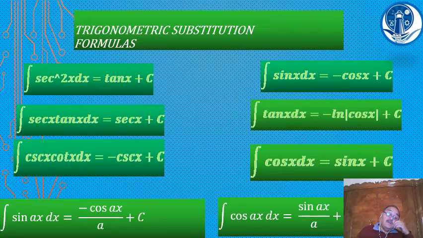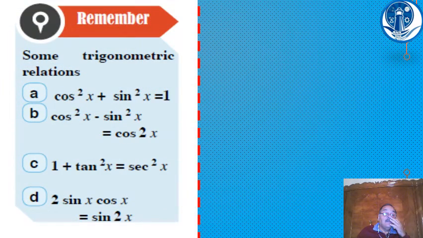If you remember, the derivative of cosec is negative cosec cotan. Then the integration of cosec cotan is negative cosec x, the same as sine. Remember, cosine square plus sine square equals 1. Cosine square minus sine square equals cosine 2x. 1 plus tan square equals sec square.